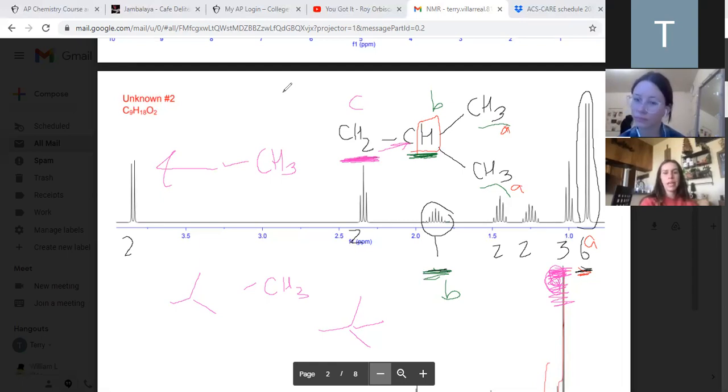So the peaks don't go in order? No, they go by relative electronegativity, how close they are to electronegative things. Okay, all right, so right now I am going to throw out the idea that you can figure out what peak this is right now, because you guys probably just don't have the confidence in yourself to make that leap.